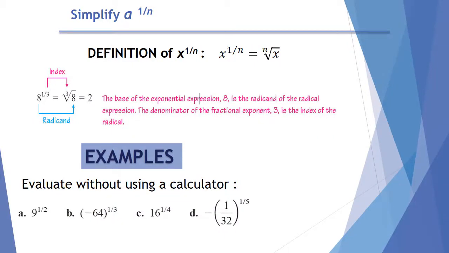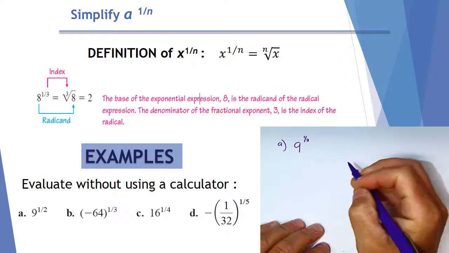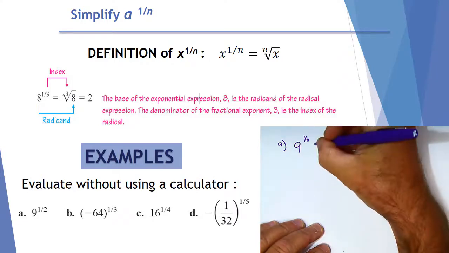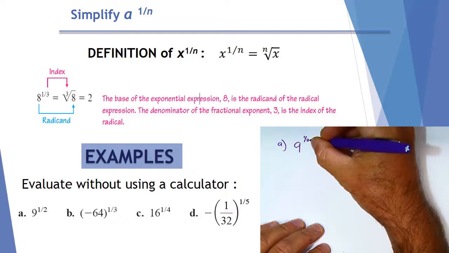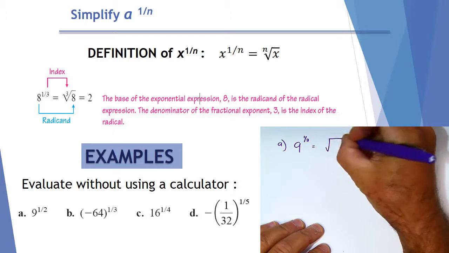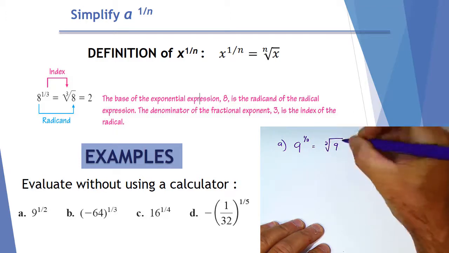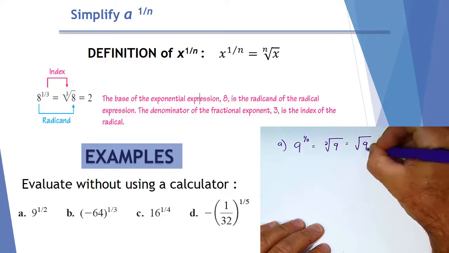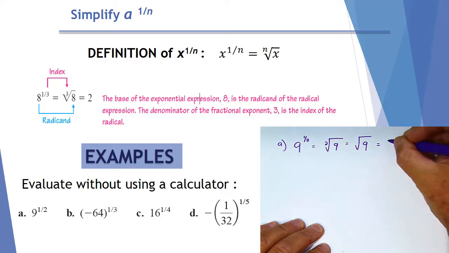So let's take a look at these three examples. Our first one, 9 to the 1/2 power. Since our bottom number in this fraction is 2, that's the same as saying the second root of 9. But of course the second root of 9 is really just the same as the square root of 9, and so 9 to the 1/2 power is 3.